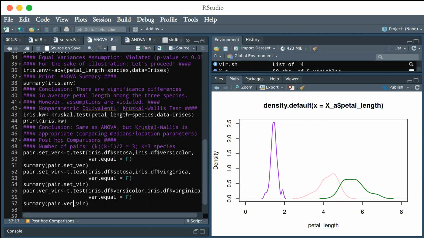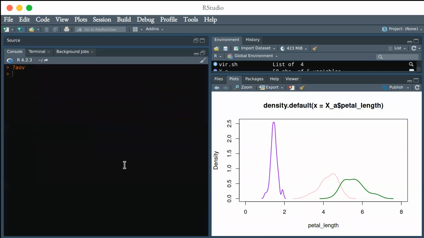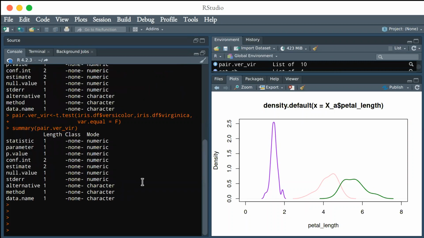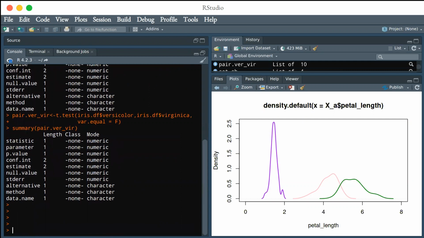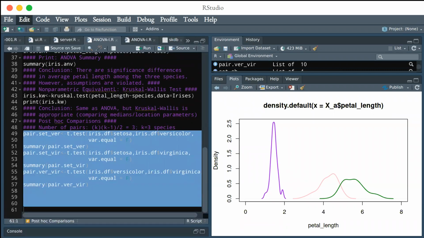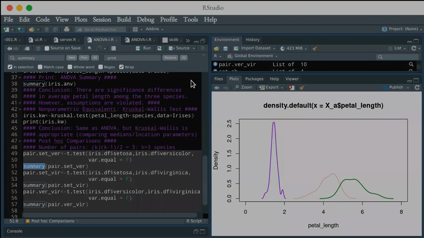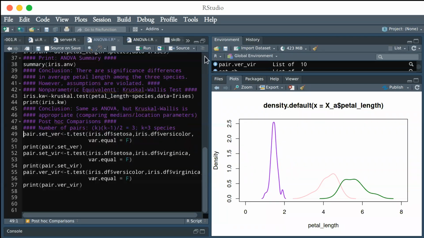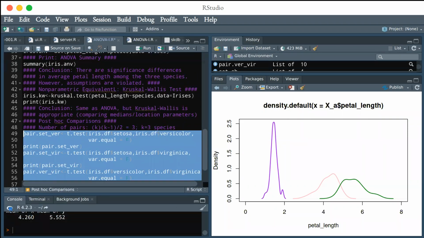Ready? I should have used print. Edit, find. Are we still going to compare the... We are. I just got excited and did something else. Okay.